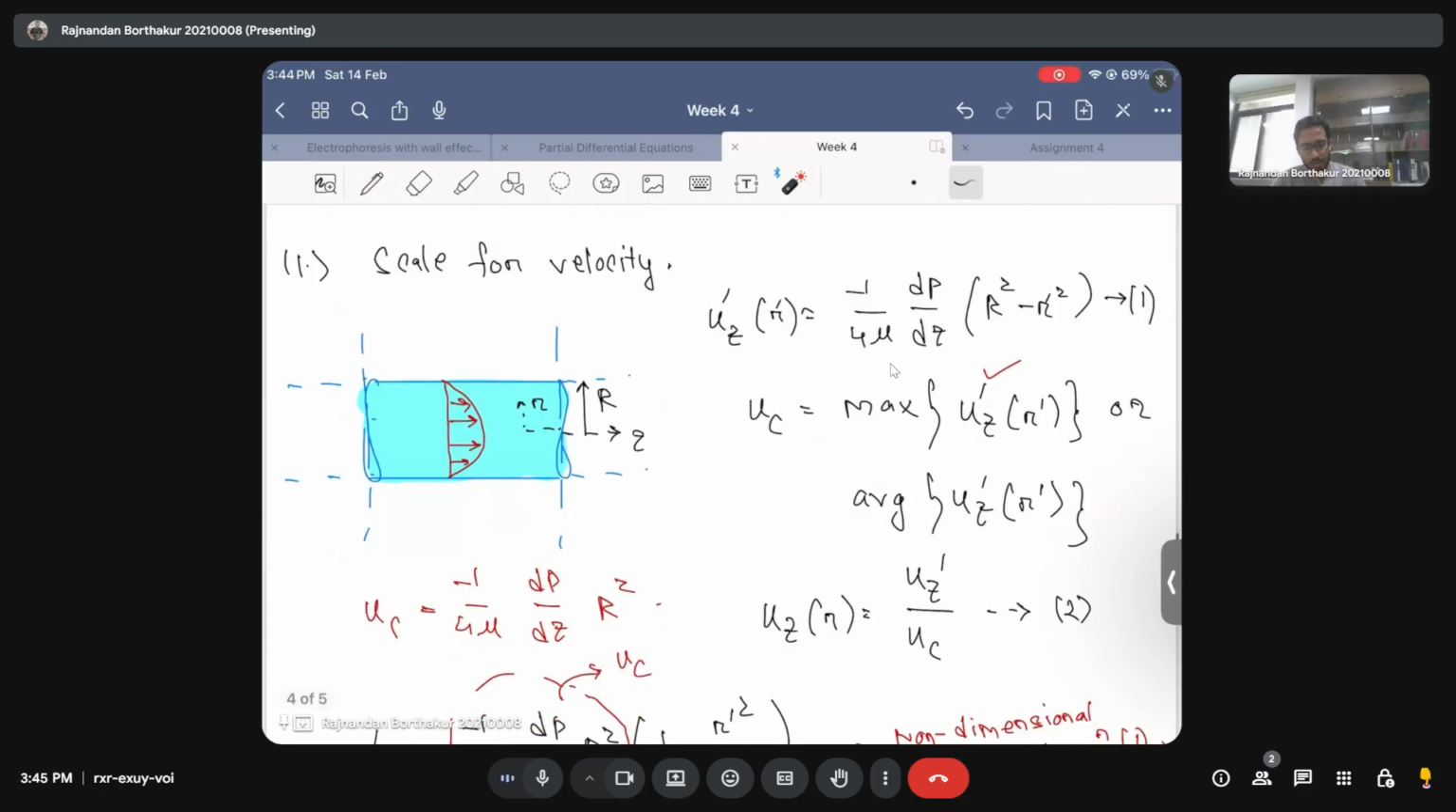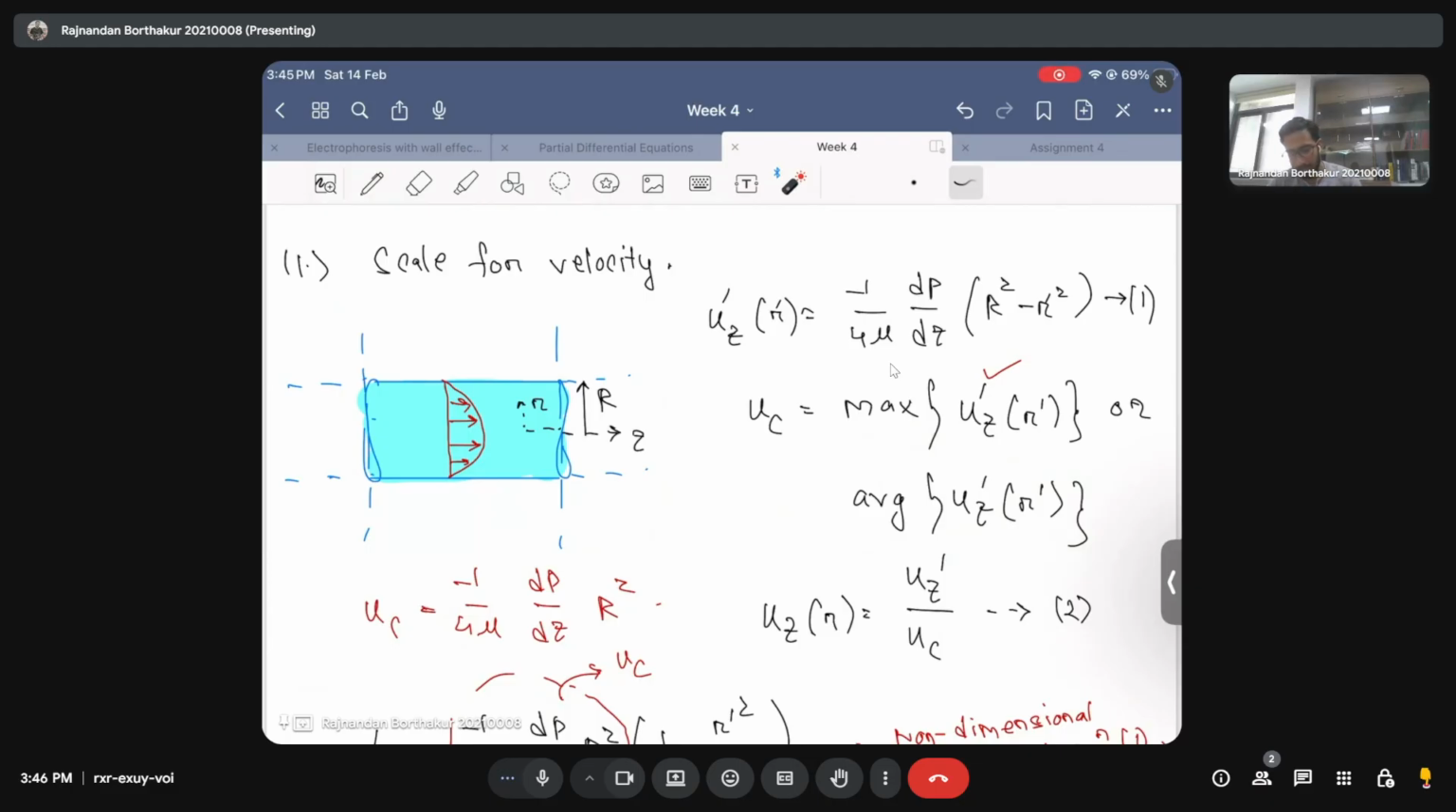Then the average velocity, so for pipe flow, you know that the average velocity is half of the maximum velocity, which means this becomes 1 upon 8 mu times dp/dz times R square. So your characteristic velocity, if you choose it as the average of this u_z prime basically. Now, what you choose is completely up to you, but you need to make sure that you essentially capture the physics of your problem correctly.